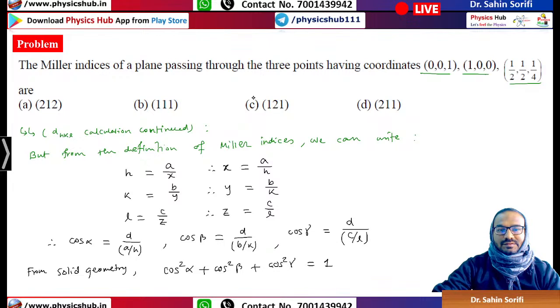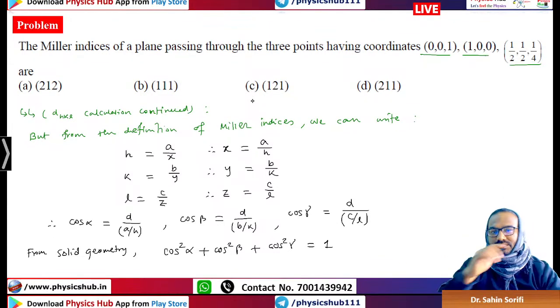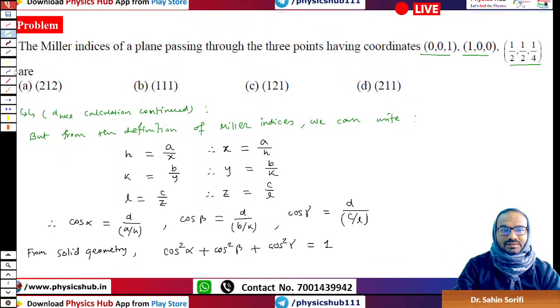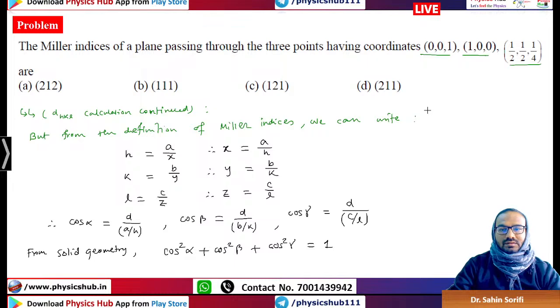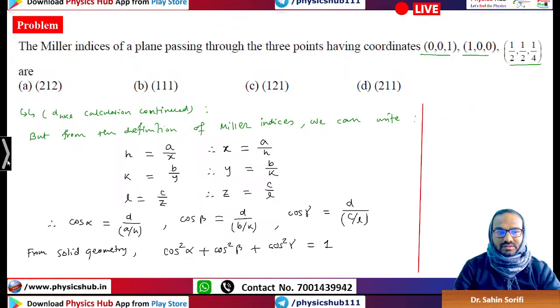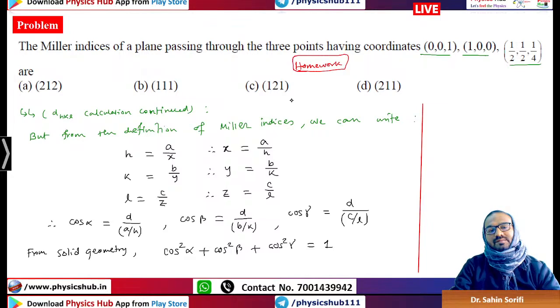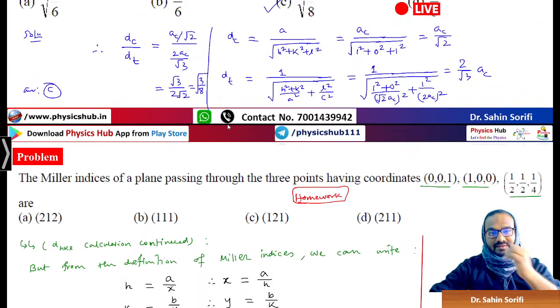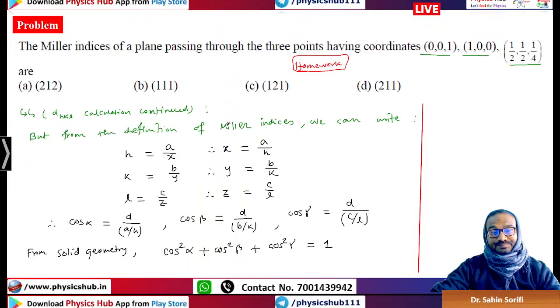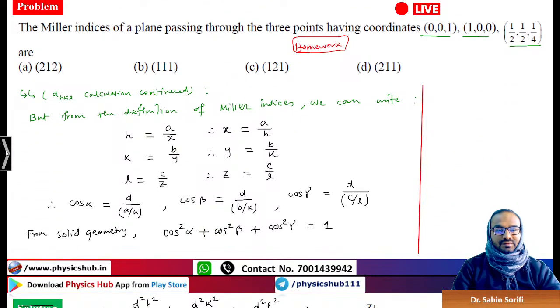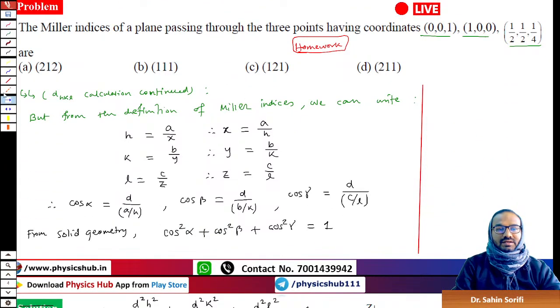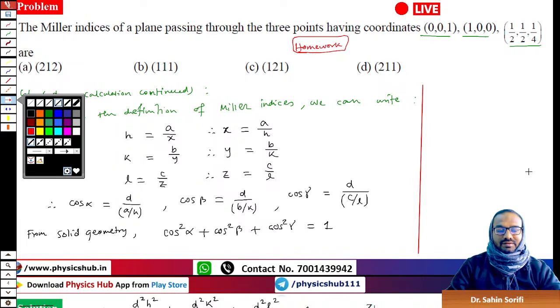Okay, the Miller indices of a plane passing through the 3 points having coordinates 0, 0, 1, 1, 0, 0 and half, half, 1 by 4. So look, this problem, because I don't have space here, I'm giving as homework, and you will follow the same process the way we have derived the actual expression of d hkl. You will try to find out this answer. I think you can easily do it.